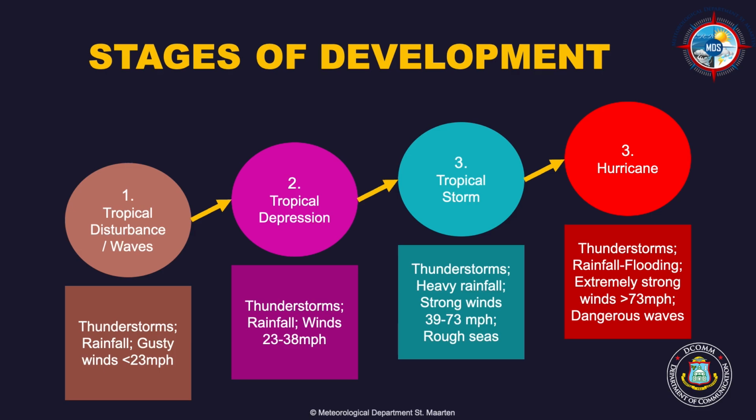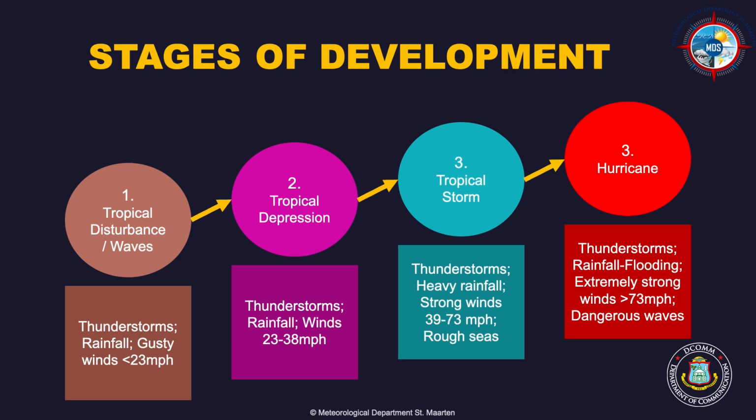It intensifies and it becomes a depression. Tropical depression is the second stage. There, the winds have now increased from 23 to about 38 miles an hour. You'll have more rain and more thunderstorms happening. And what happens at that stage, it gets a number, okay? So you'll hear tropical depression 1, tropical depression 5. It has numbers, not names. Once it's a depression, no name is given, it's just numbers.